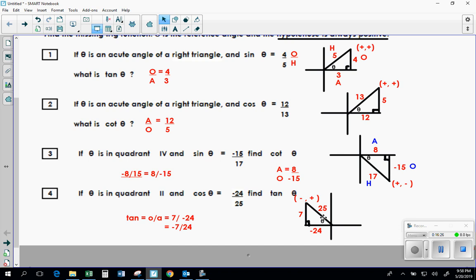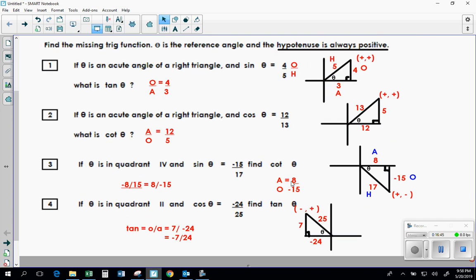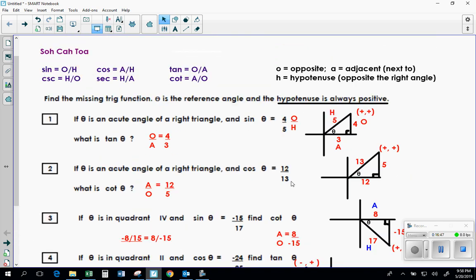And don't forget the reference angle is always between the terminal side and the x-axis, or you can call it the hypotenuse and the x-axis every time. Theta is never going to be up here, okay, in these problems. It's always between the terminal side and the x-axis. All right, that concludes our lesson, and now you may work on the assignment.